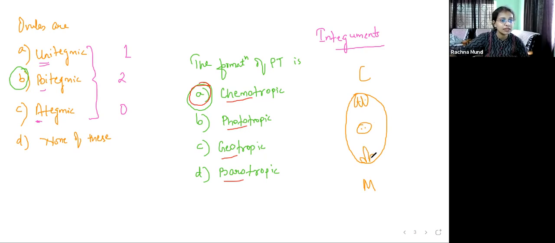And these are your synergids and exits. Okay. So from here, from your tip, the pollen tube is entering, and the pollen tube is having what? Here, two male gametes. And there is one more cell. What is this cell called?